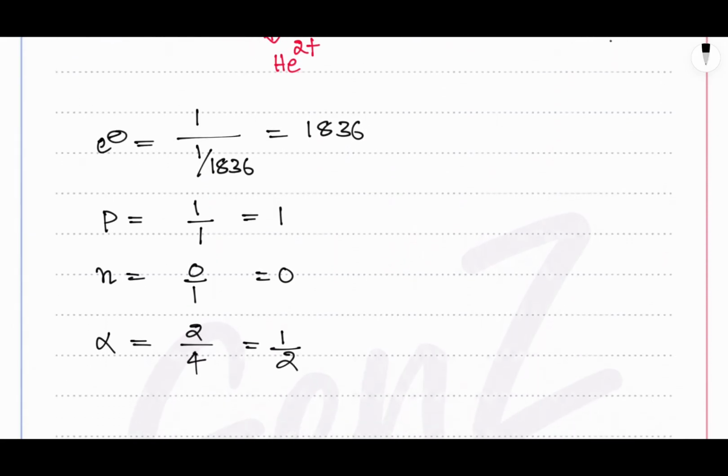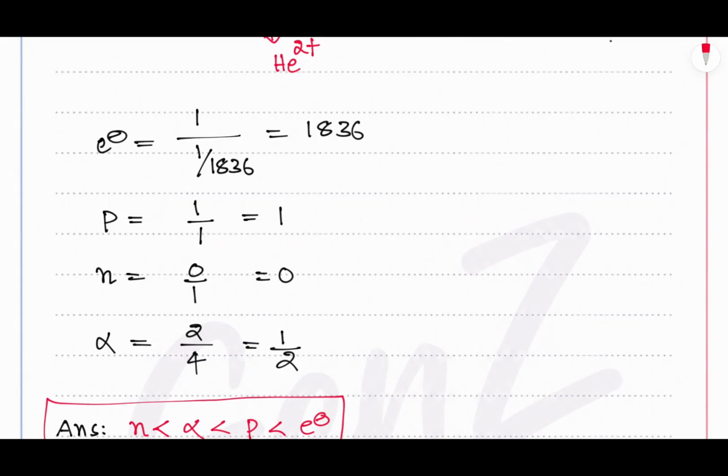Now if you see this order, what is the answer? You can understand that the lowest value is for the neutron, next is the alpha particle, next is the proton, and the highest is for the electron. This is the specific charge ratio order for this particular question.